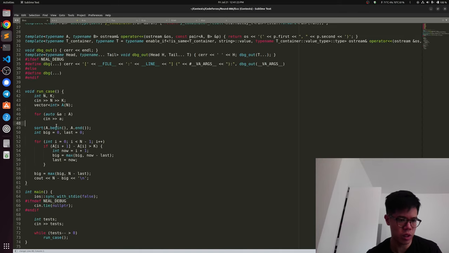And so that's what we do. We just iterate. When we find a consecutive pair where the gap is bigger than k, we consider that to be the end of the segment. Check the segment, start the new segment here, and then make sure to check the very final segment. And that's it. Then we just output n minus big, because that's the number that we're going to remove. So that's D.